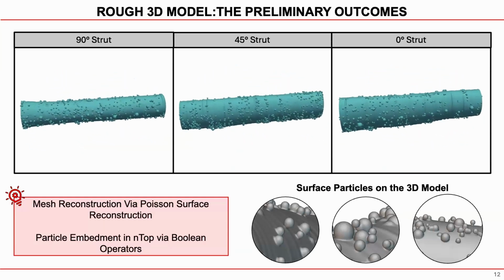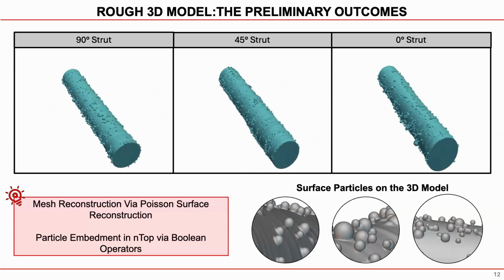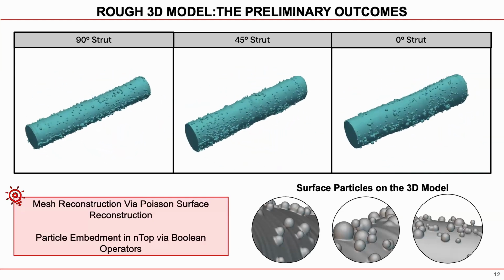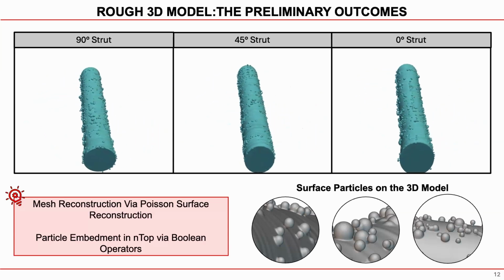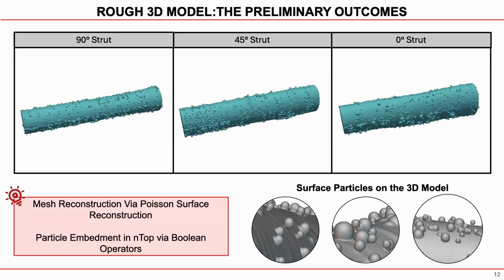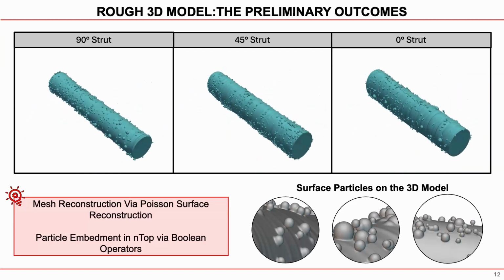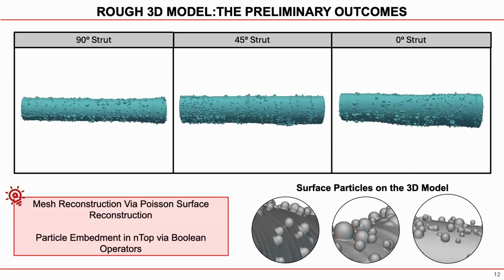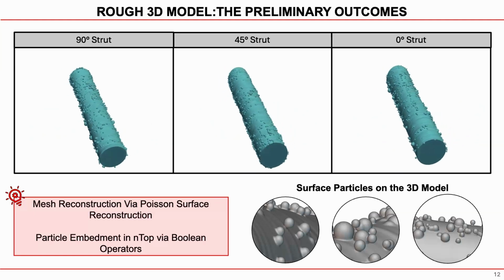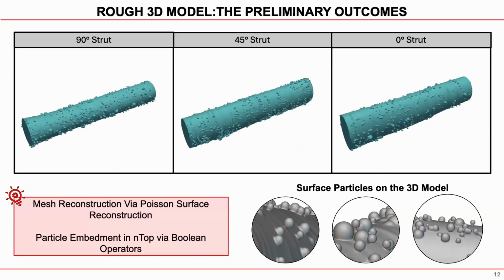At this point, we are able to reconstruct the models. As you can see, the reconstruction is done via Poisson surface reconstruction, and the particles are embedded via Boolean operators in topology. As you can see from the close-up pictures here, we have a similar appearance with respect to what these surfaces are in reality, with some necking, some coalescence between different particles, and other particles that just bounce out of the surface. We tried to validate this model with different kinds of struts from different data sets at 90, 45, or 0 degrees. You can probably appreciate the different cross-section types as well as different particle distributions.